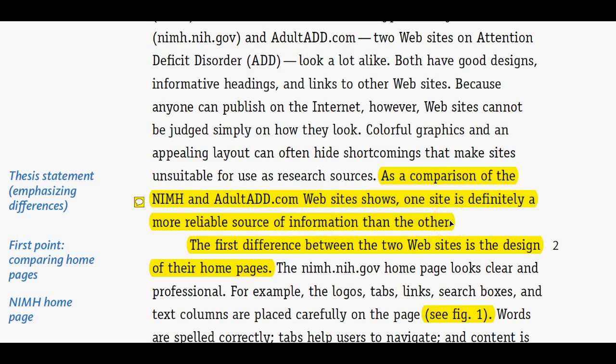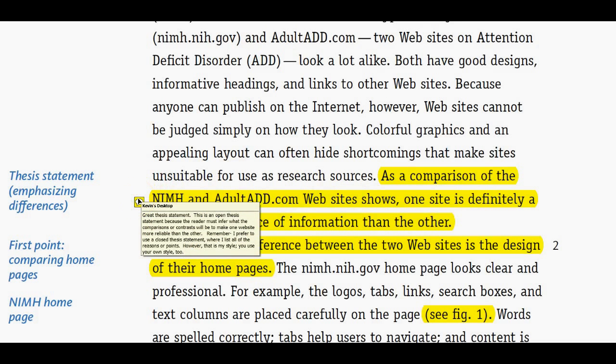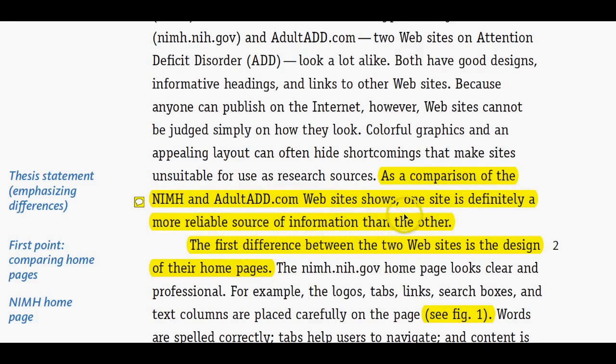Immediately I started to change this to a question. Well, how is the one site better than the other? What reasons is the author going to give me? If you take a look here, I have written comments. I wanted to say that this thesis statement is an open thesis statement because it doesn't list the specific reasons. It leaves it open to interpretation.